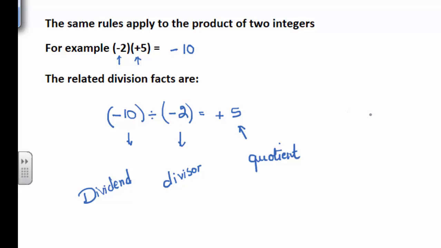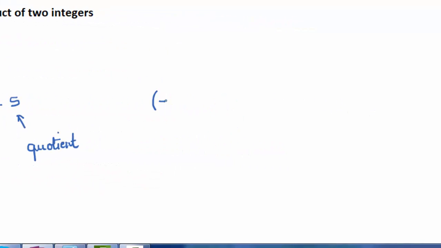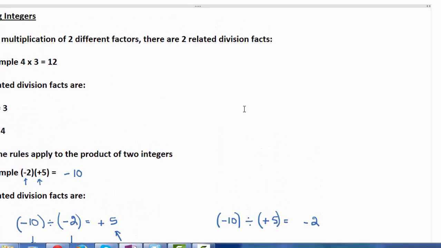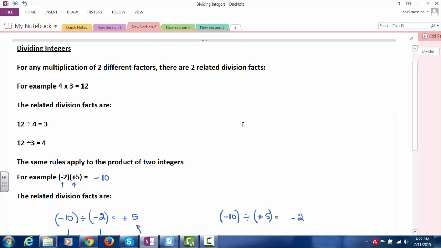What about if I do the quotient, which is negative 10, divided by the second term, positive 5? Right away it's going to give me negative 2, which is the first term. So whatever we have with the whole numbers, it works with the integers. Now let's move a little bit forward to see how we can divide two integers.